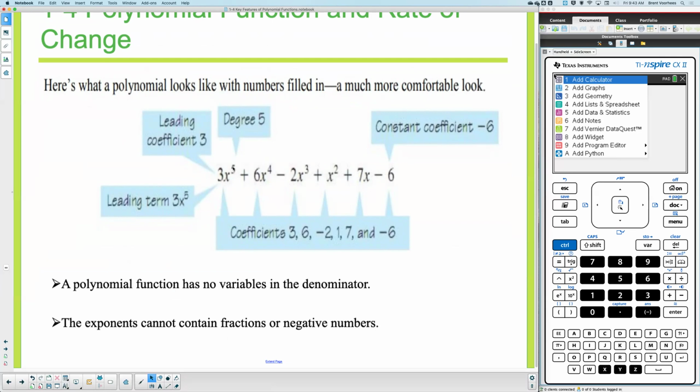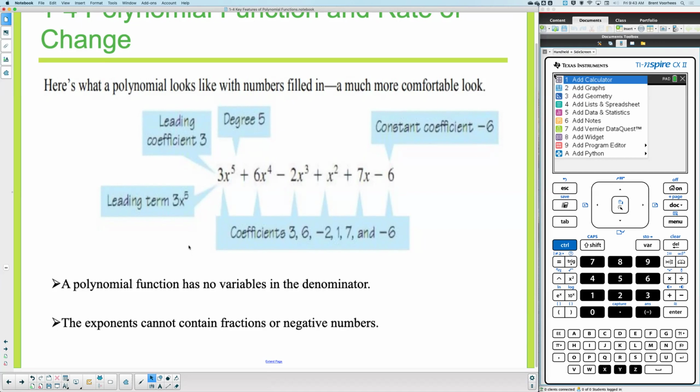Okay, because the 5 is the highest power, this term right here is called the leading term. 3 would be the leading coefficient. If you ever hear the word coefficient, that means the number in front of x's or the constant all by itself. The numbers that are not powers, those are called coefficients.